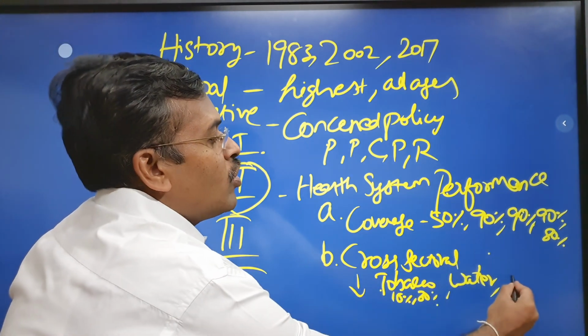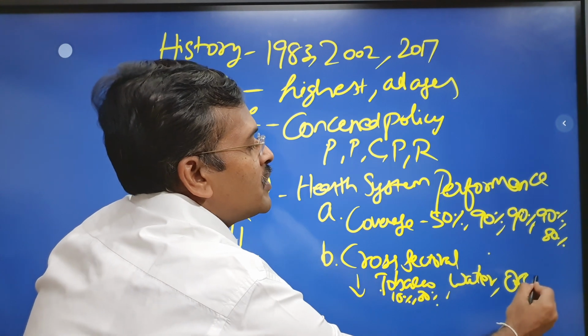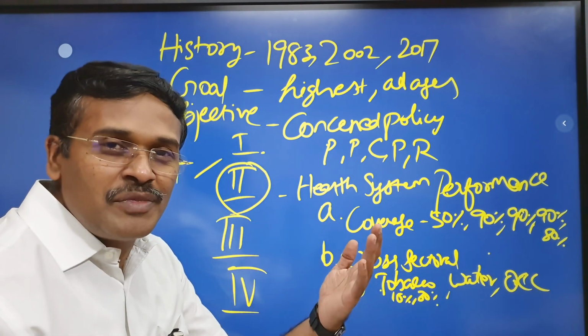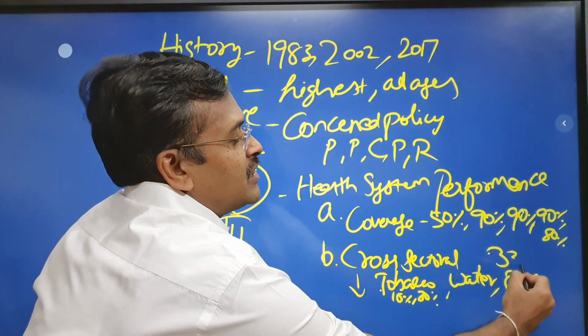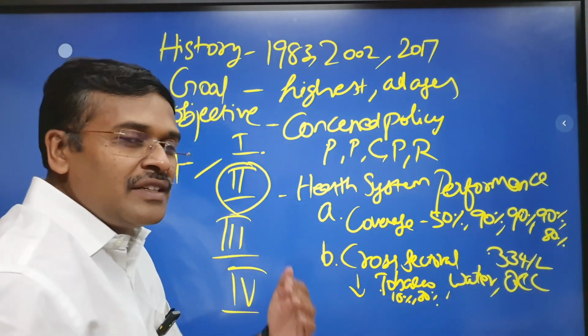Next one is occupational injury, especially among farmers, that is agricultural workers. Right now it is 334 per 1 lakh. That is occupational injury.